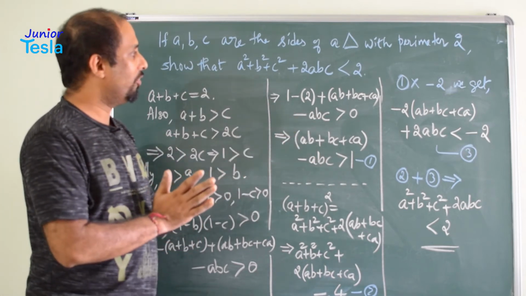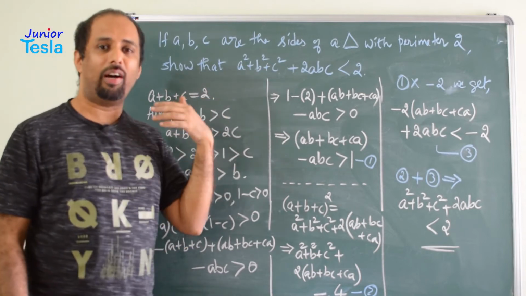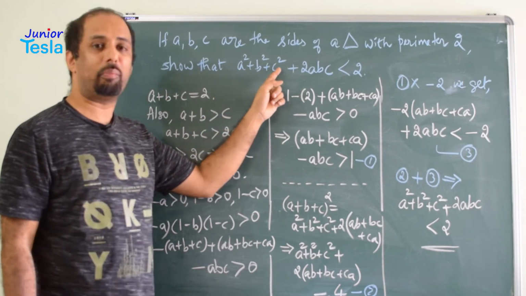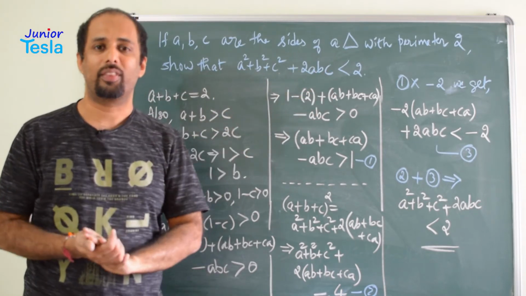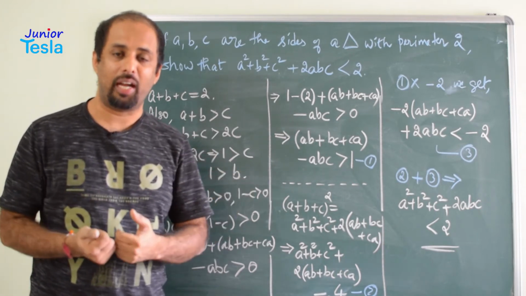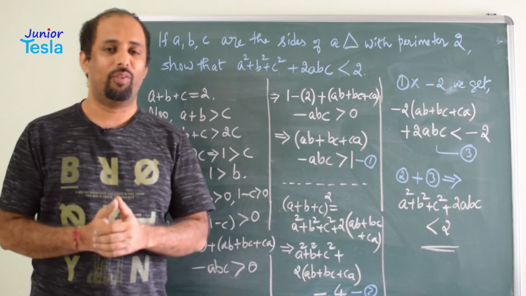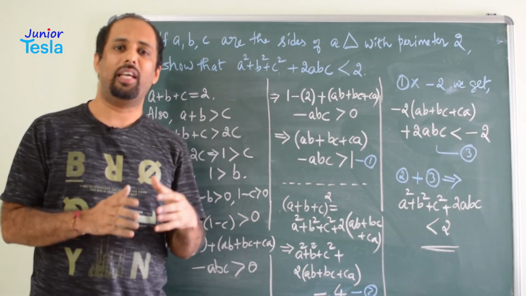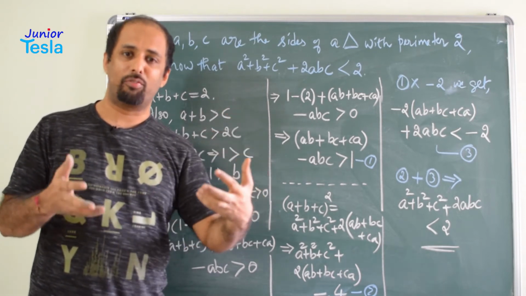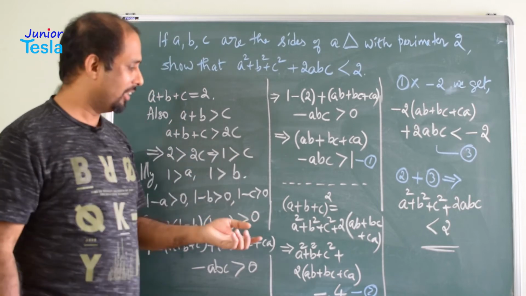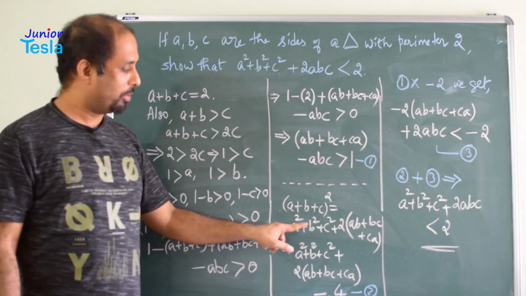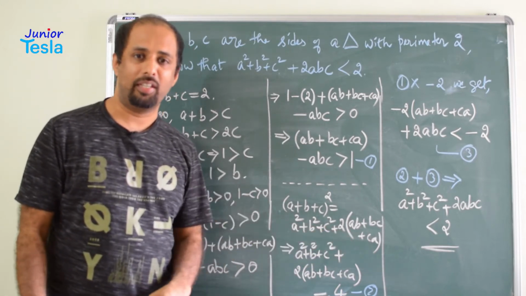Now let us go back to the problem. They are asking to show that a square plus b square plus c square plus 2abc is less than 2. So somehow we have to get the terms a square, b square, c square and abc. How do we do it? One identity that we can immediately think of is a plus b plus c whole square, right? There you will get a square, b square, c square terms. Let us write the identity: a plus b plus c whole square is equal to a square plus b square plus c square plus 2 times ab plus bc plus ca, right?